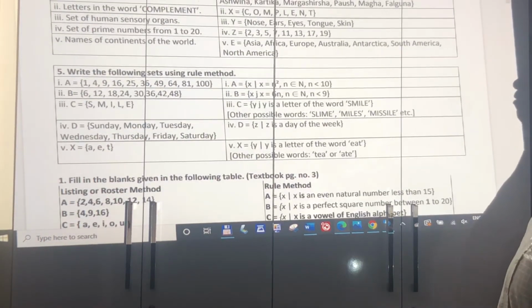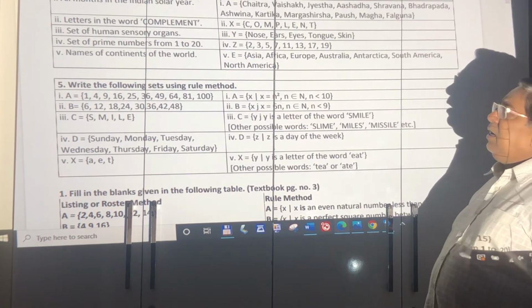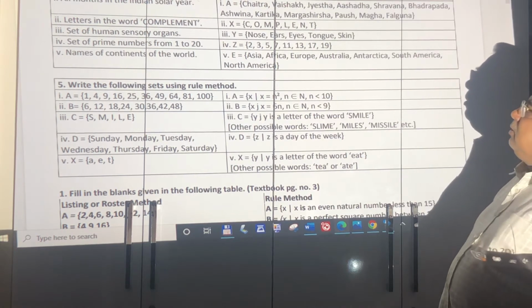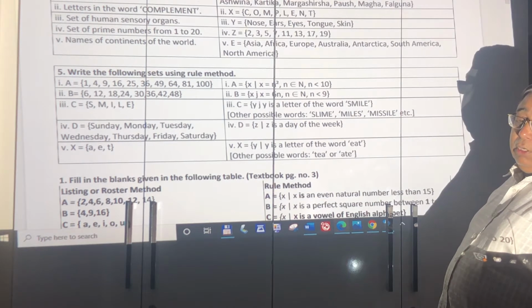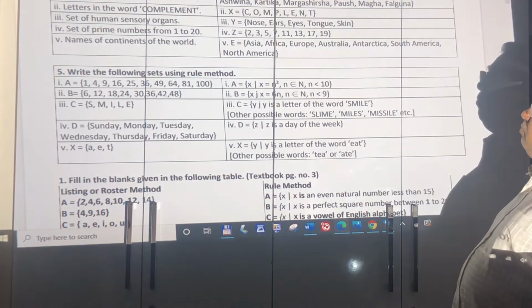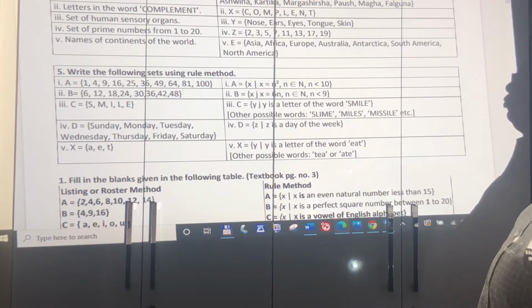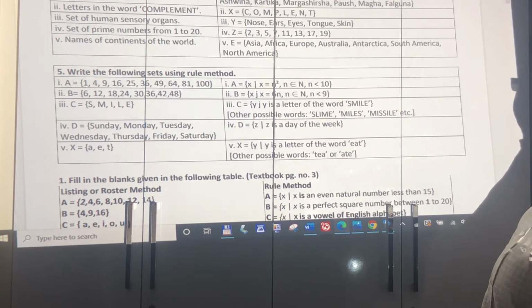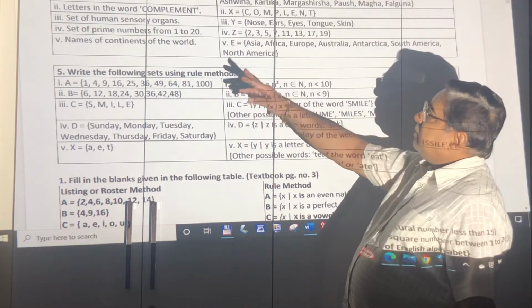Let's see sum number 4. Write in the listing method all months in the Indian solar year. Again, as I told you, you will have to learn because we are under the Maharashtra Board. So Chaitra, Vaishakh, Jyeshtha, Ashadh, Shravan, Bhadrapad, Ashwin, Kartik, Margashirsha, Paush, Magh and Falgun. So you must know this one, learn them by heart. Practice the spellings, it is recommended for the exam. I don't want you to lose marks. Okay. What are the letters in the word complement?